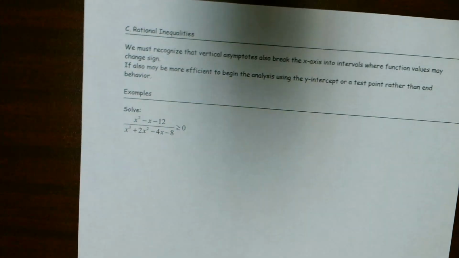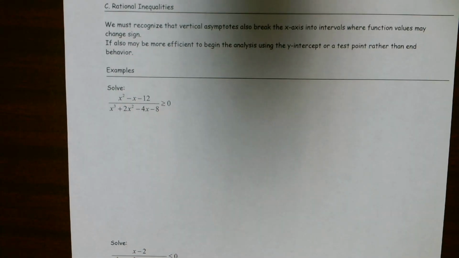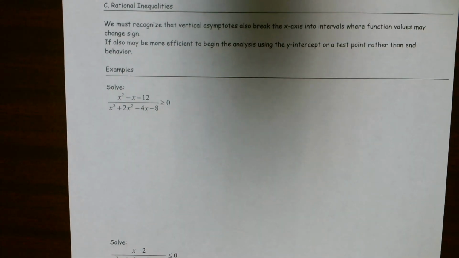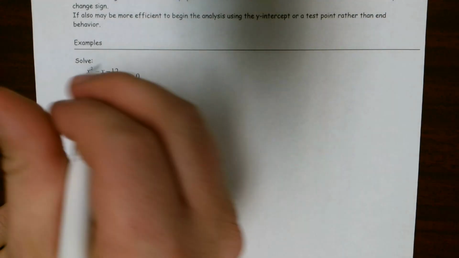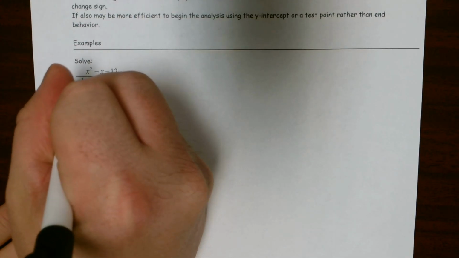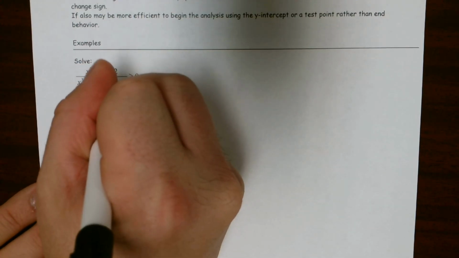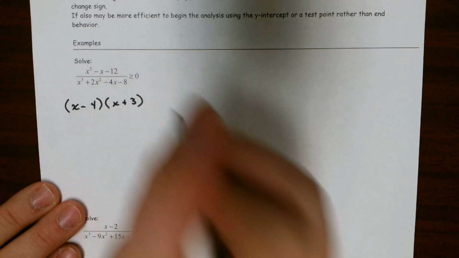Okay, now let's try the same exact process, but let's do it with a rational inequality. Okay, a rational inequality. So let's take a look at this first example here. All right, remember we got to try and factor everything first. So the top is going to be an easy factor. That's going to factor into x minus 4, x plus 3.